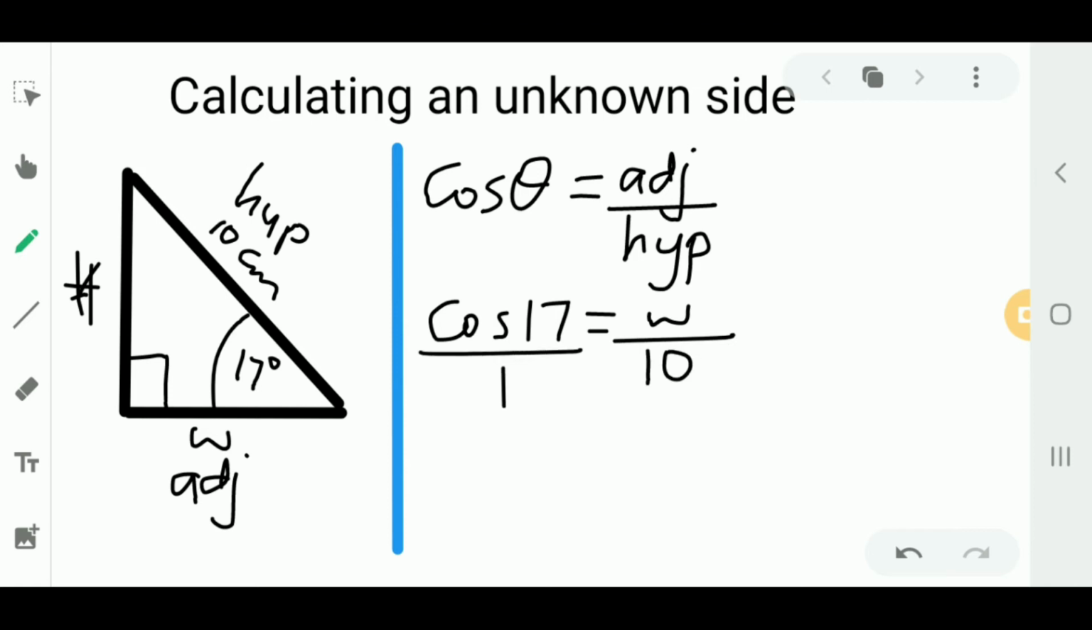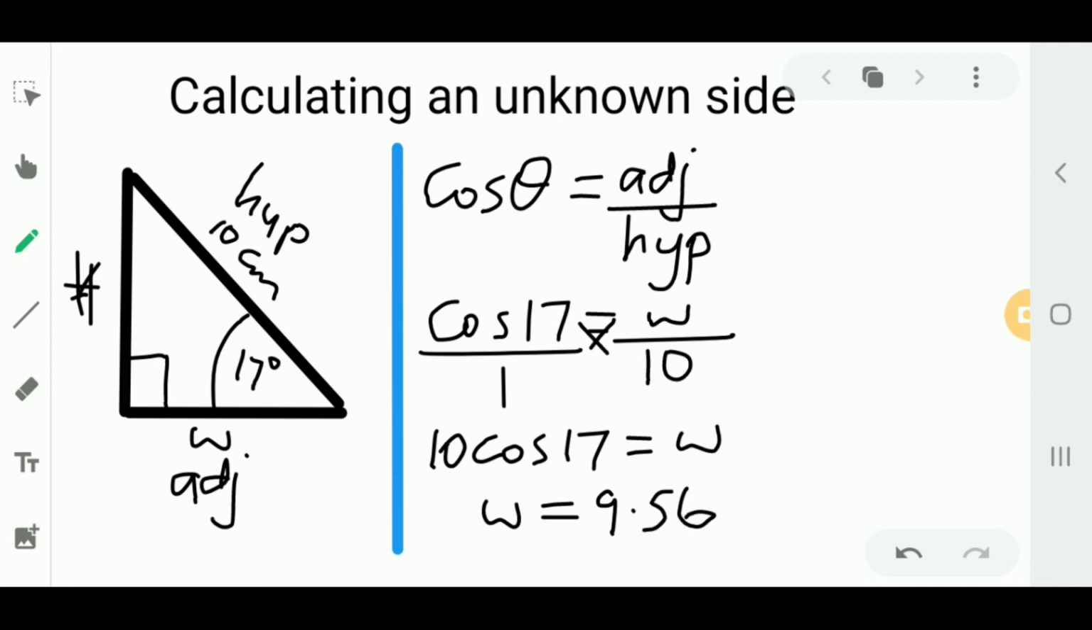Again, you could put this over 1 so that you have fractions that are equal and you can cross multiply. So you have 10 cos 17 is equal to W. That means W is equal to 9.56 centimeters.